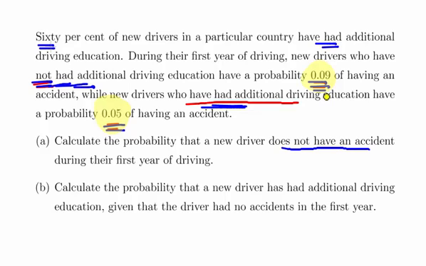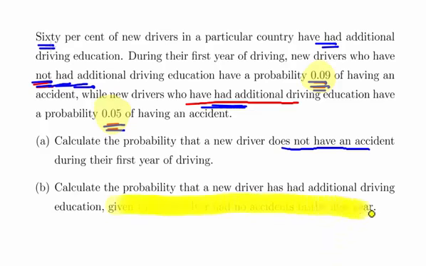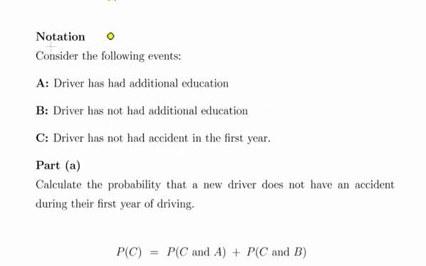So calculate the probability that a new driver has had additional driving education given that he or she had no accidents in that first year. Okay, so the wording is very important here, remember that. So it's best to actually explicitly state all of your events.